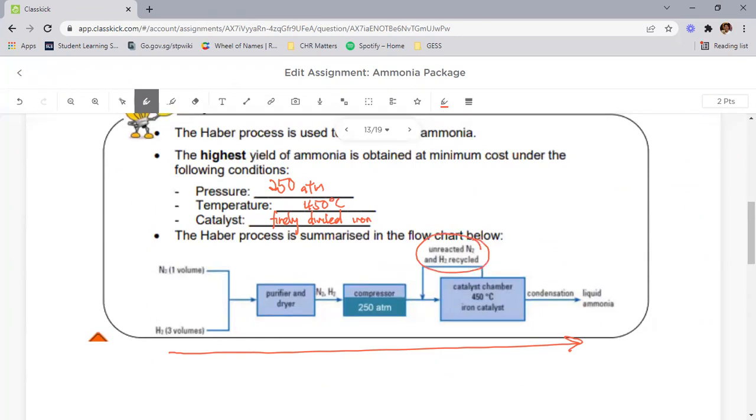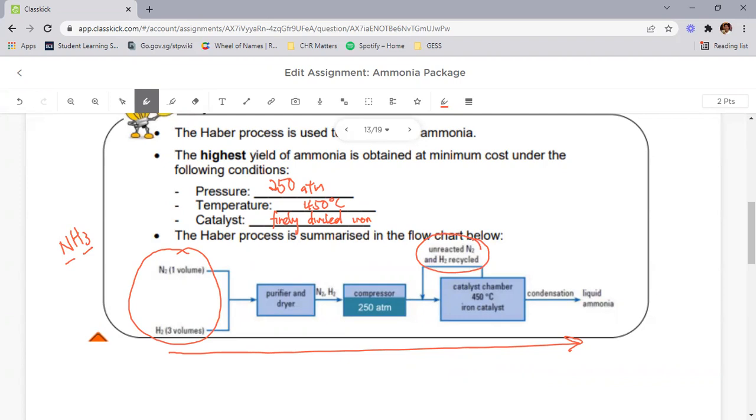Now, one of the common questions that likes to be asked whenever they talk about ammonia is: why must nitrogen and hydrogen be mixed in a volume of 1:3? Most of you will say, sure, because NH3, the formula is 1:3. That's why the ratio of nitrogen to hydrogen is 1:3. But the other thing you must take note of is this.